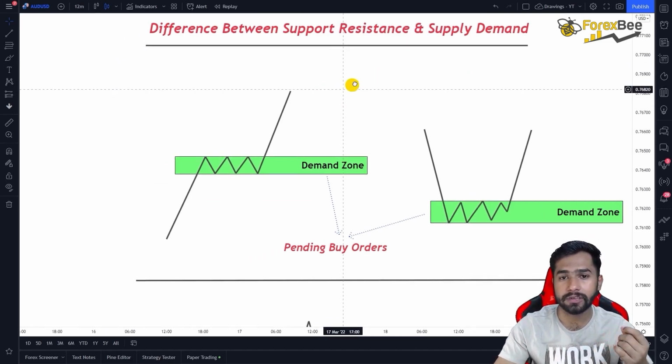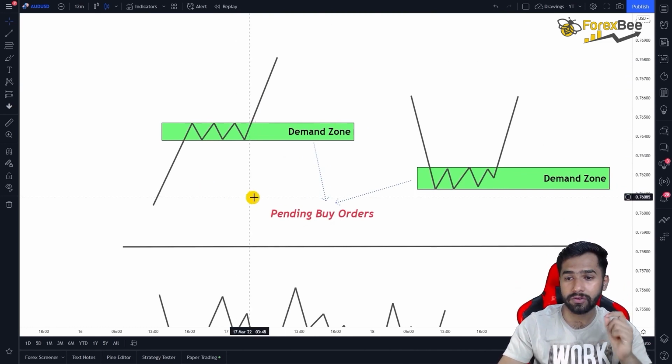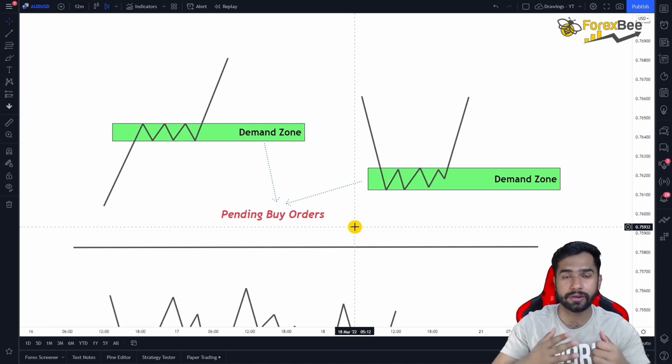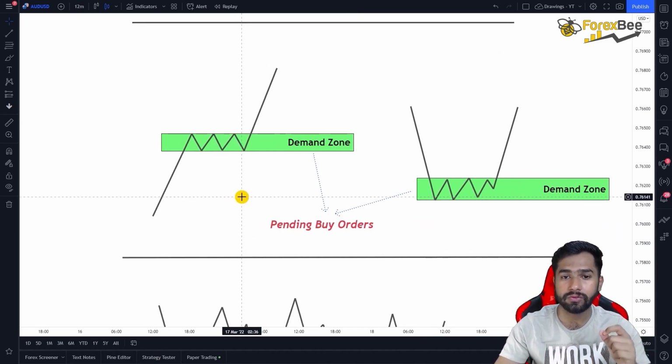So first, we're going to go through what are demand zones. Now, as I said, the market structure of a demand zone or support zone is very different, and also the trading psychology behind a demand zone and support zone is very different. So first we're going to go through the demand zone.